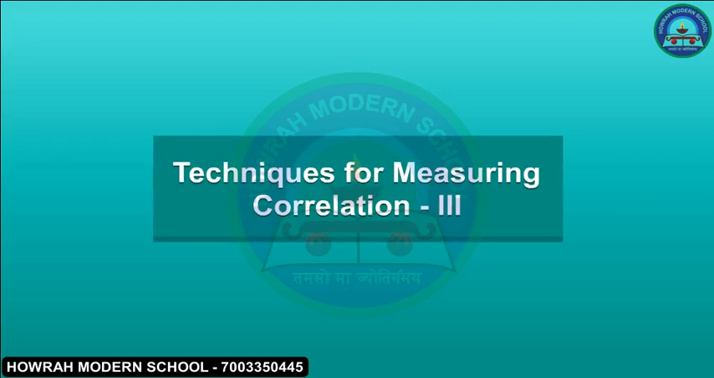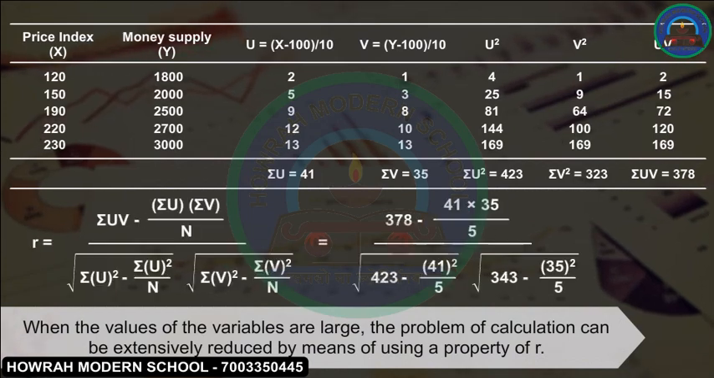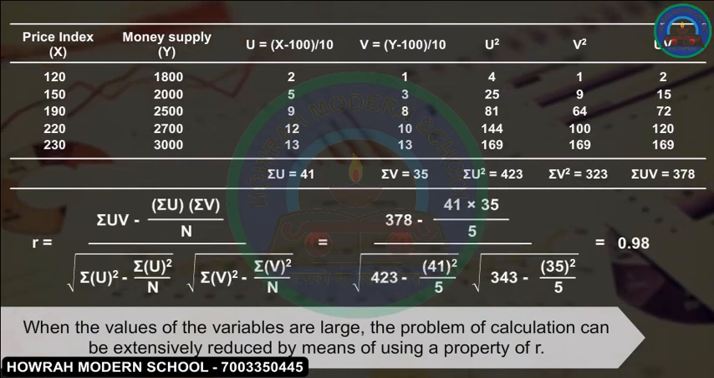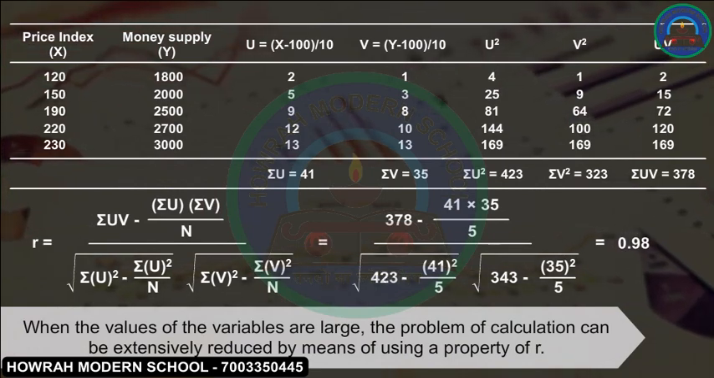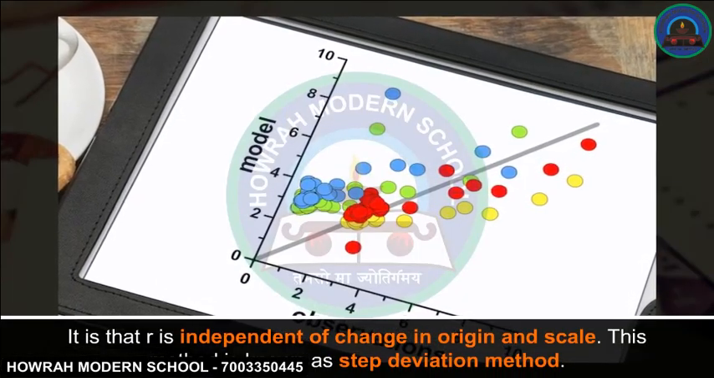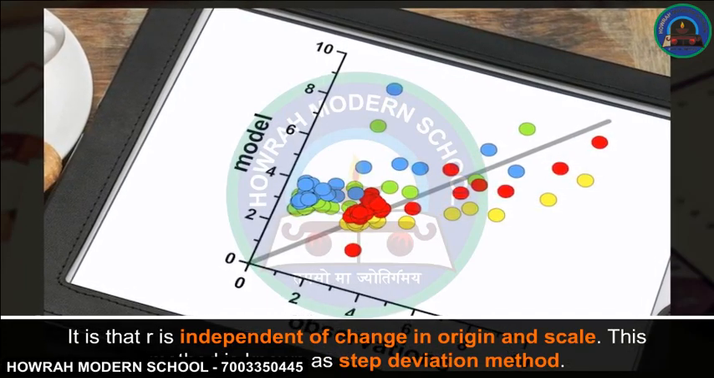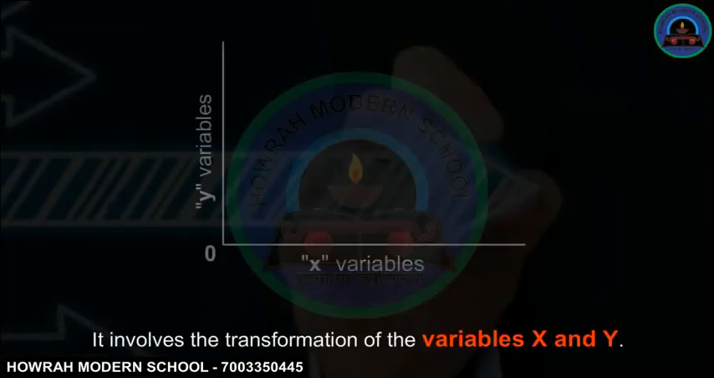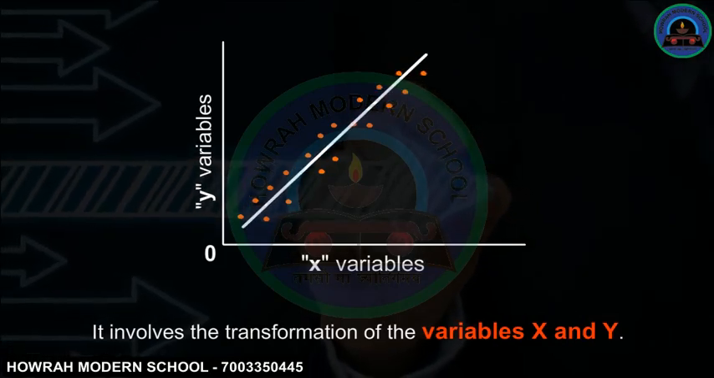Techniques for measuring correlation. 3. Step deviation method to calculate correlation coefficient. When the values of the variable are large, the problem of calculation can be extensively reduced by using a property of R. It is that R is independent of change in origin and scale. This method is known as the step deviation method. It involves the transformation of the variables x and y.